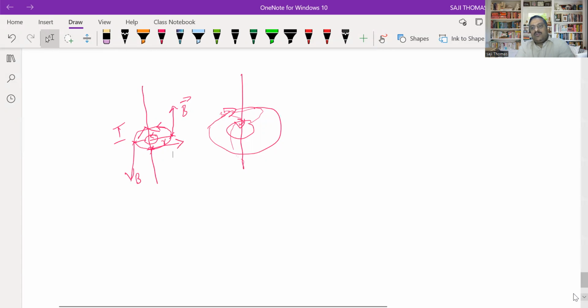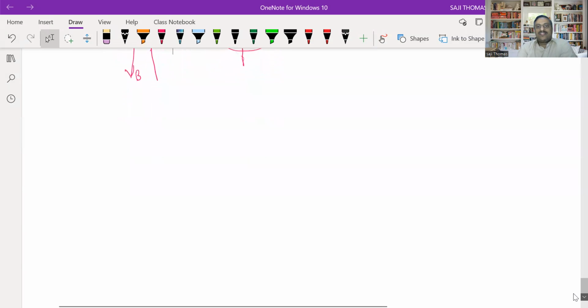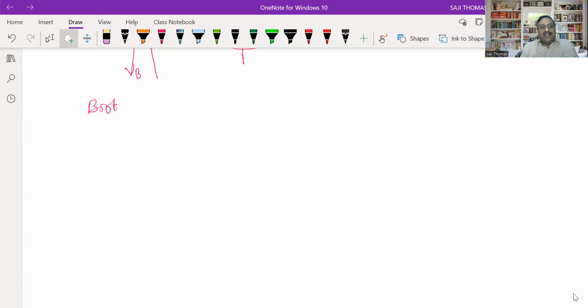Now we will learn about Biot-Savart law. It is very important. Biot-Savart law. See, this law gives the magnetic field at a point due to a small elementary length of a conductor carrying current. See, I'm drawing a conductor.